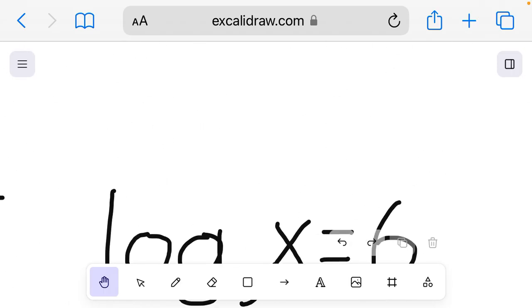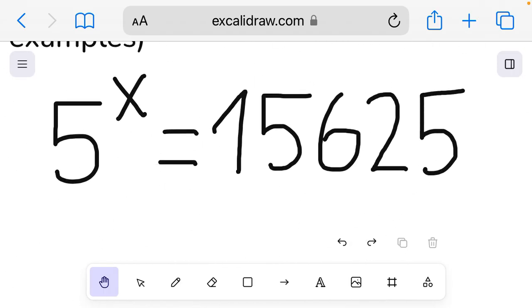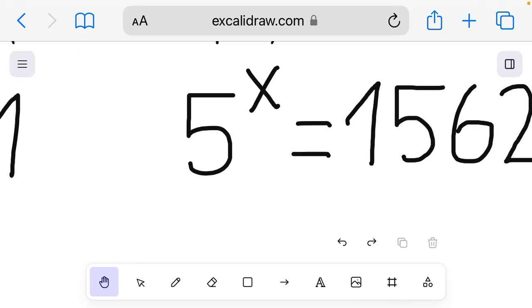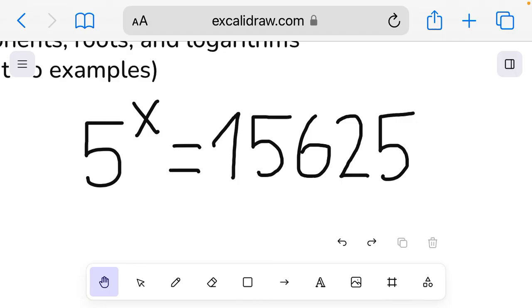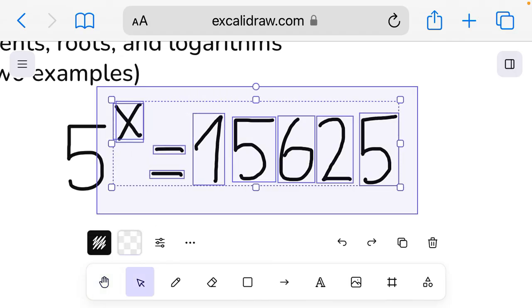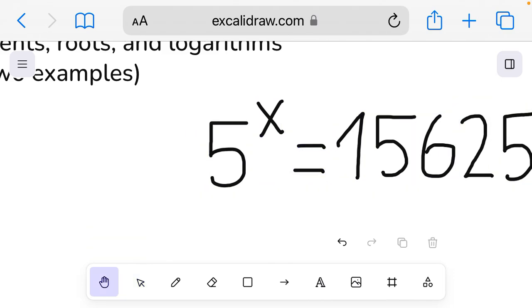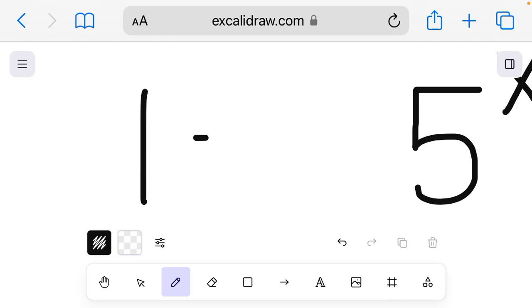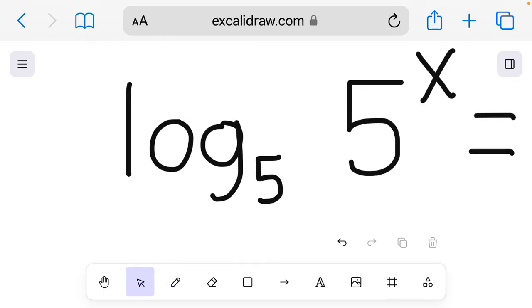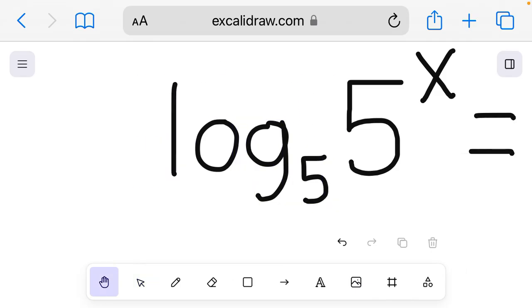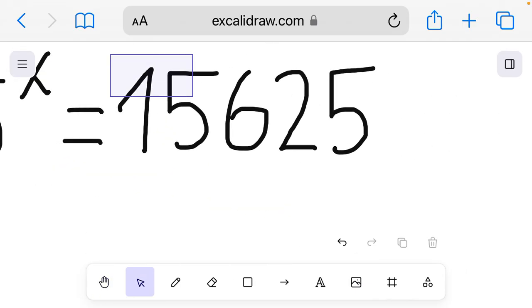Now let's move to the second set to make sure you got it. So we have 5 to the power of x equals 15,625. So how are we going to do this? As I said before, on this one, we have to take the log base 5, since the base on the left side is 5. So we take the log base 5 here, and whatever you do to one side, you must do to the other side to keep it balanced. So we also take the log base 5 here.